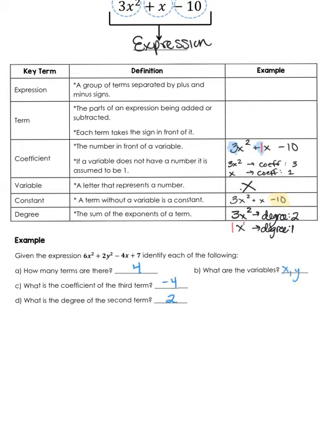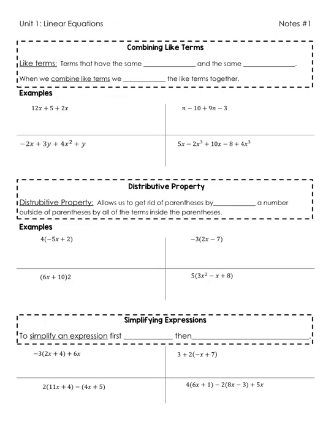Okay, for this one we have 4 terms. 6x squared is a term, 2y squared, negative 4x, and positive 7. Our different variables are x and y. Coefficient of the third term is negative 4. Degree of the second term is positive 2. So let's move on to the back and talk about simplifying our expressions.